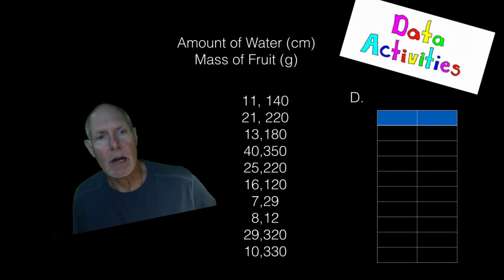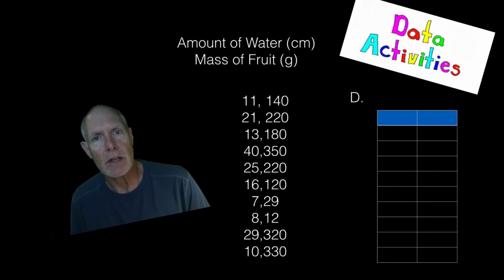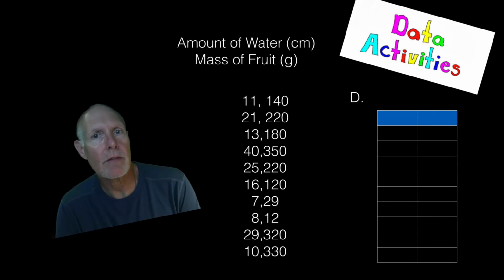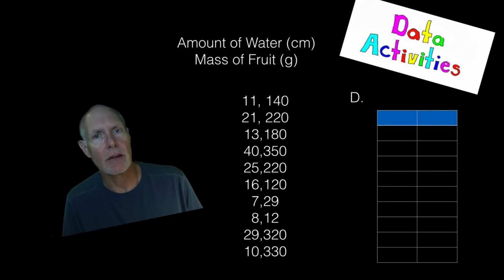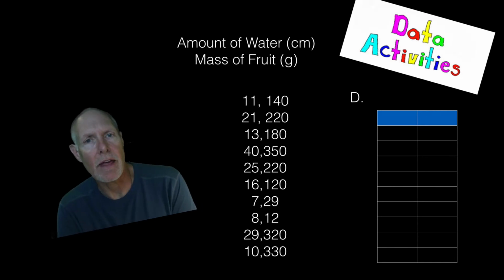Okay, now on this page, what I'd like to direct your attention to is actually building a data table. So you see letter D is a table, so you're going to sketch that into your notebook and label it letter D. And then we have a set of numbers there. The left-hand number is the amount of water measured in centimeters, and the right-hand number is the mass of fruit that grew off the tree that received that amount of water.